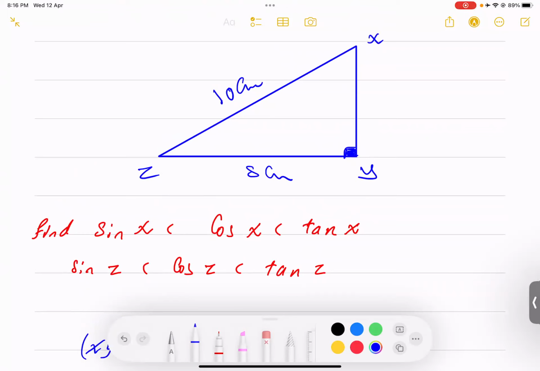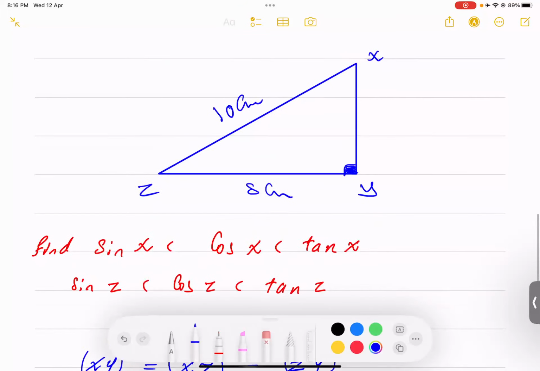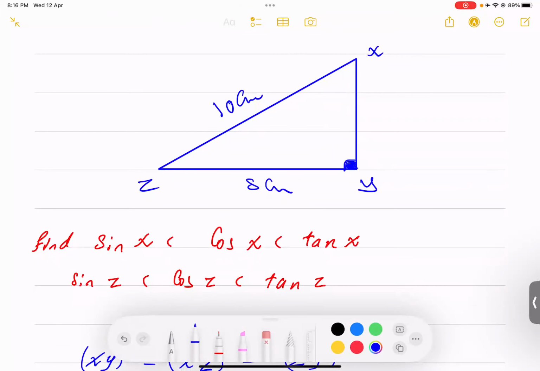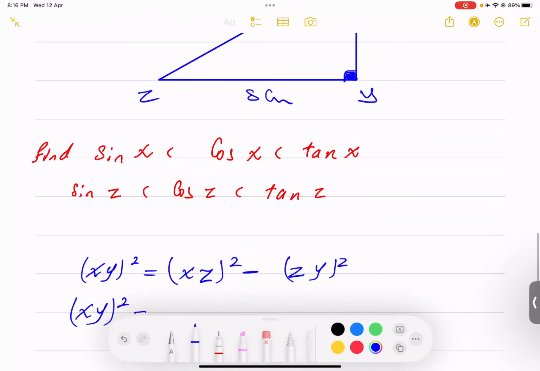the 8 centimeter. Yeah, okay. So it's going to be xz power 2 minus zy power 2. Is that correct? So where can I find xy power 2? It's going to be 10 power 2, right? You have to start with the longest side. I told you the last time that the hypotenuse is the longest side in the right angle triangle, so I have to start with that. So it's going to be 10 power 2 minus 8 power 2.